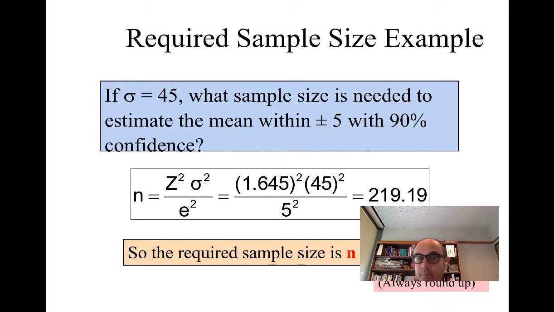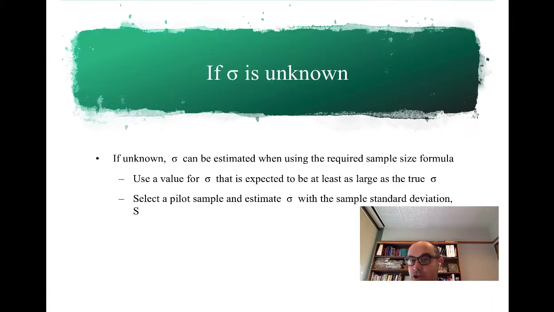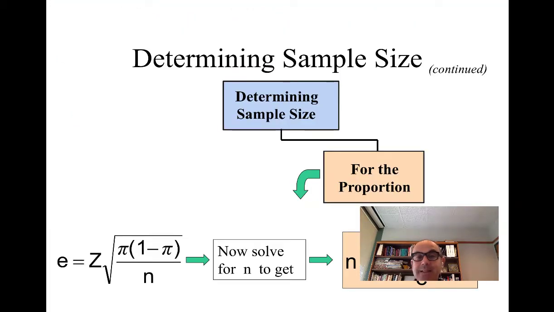So here is an example, and again, I give you all the premises of this example. The required sample size in this case is 220, even though the calculation is more accurately 216. I always round up to make sure that I have the actual number. But when the standard deviation is unknown, what do we do and how do we apply that?